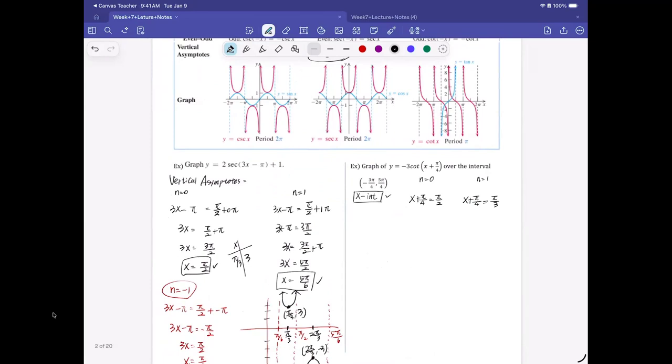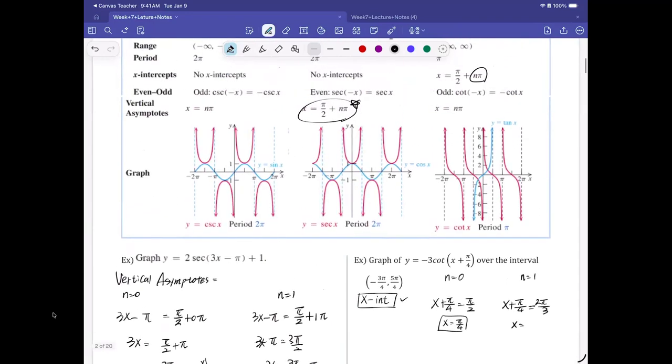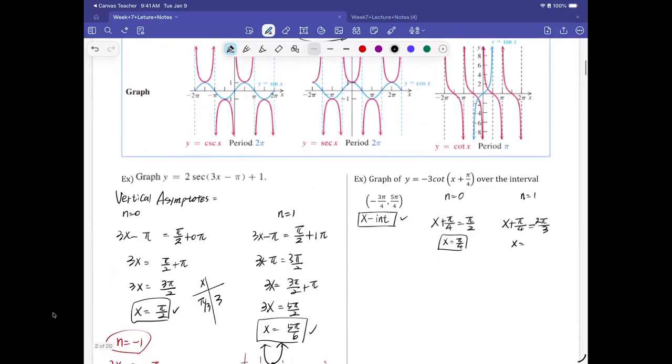So for this one, the x-intercept is going to be pi over 4. And then for this one, x is going to be, so it'll be what? Oh, no. Pi over 2 plus 1 pi. So yeah, 3 pi over 2. Yep, sorry. 3 pi over 2. So 3 pi over 2 minus pi over 4, so it'll be 6 minus 1, so 5 pi over 4. Yep.